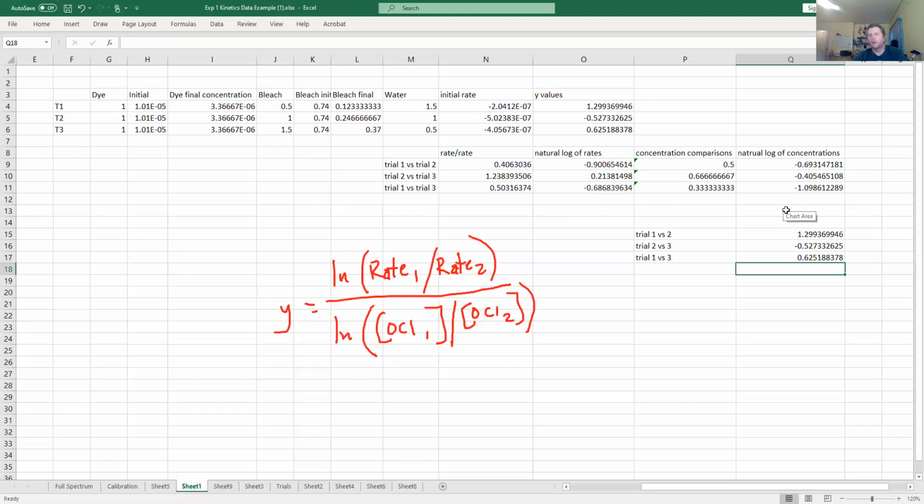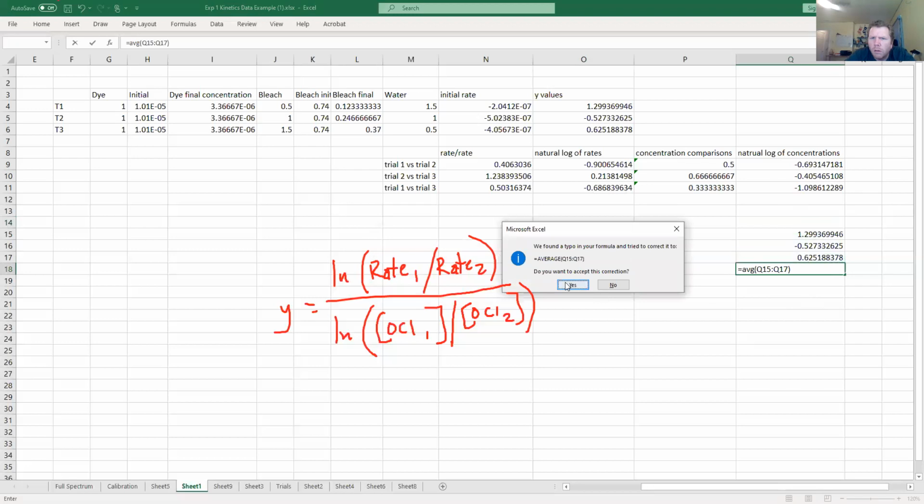calculations. Now, when it comes to, you have 3 different y values, we want to go ahead and figure out the average of those y values. So I'm going to go ahead and plug that in, is equal to average, and I'm going to take those 3 numbers. Where is my typo? Yes, I typed in AVG and it tells me no, that's not right, and you need to type in average. I will accept that correction.